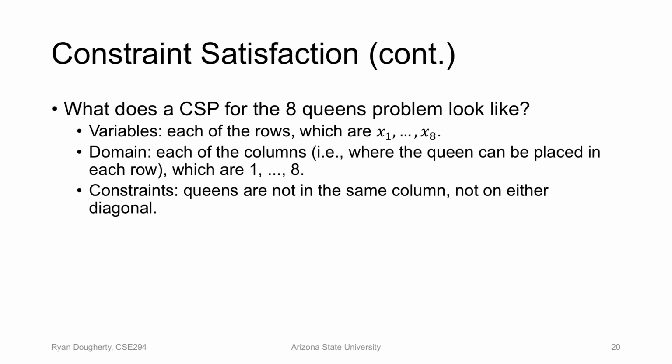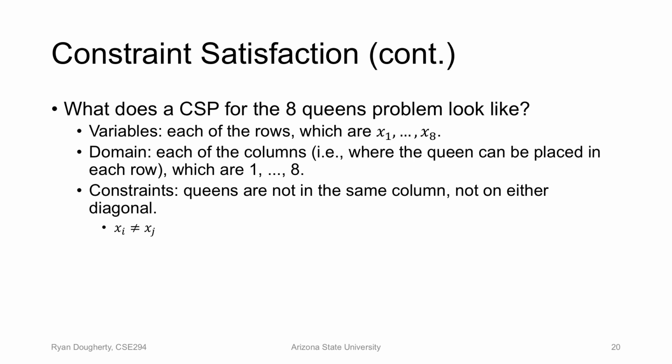So what if they were in the same column? What would the value of xi and xj be? They must be the same, right? Because xi is the value of the column on row i, and xj is the column on row j. So if they're the same, then that means that they're on the exact same column, which we can't allow. So therefore, xi cannot possibly be equal to xj for every single pair of i and j, for every single pair of variables.